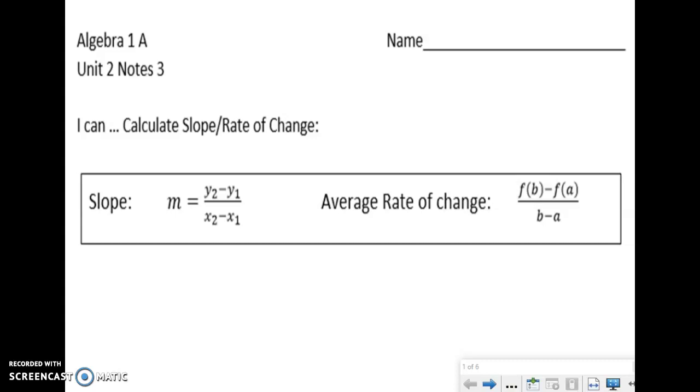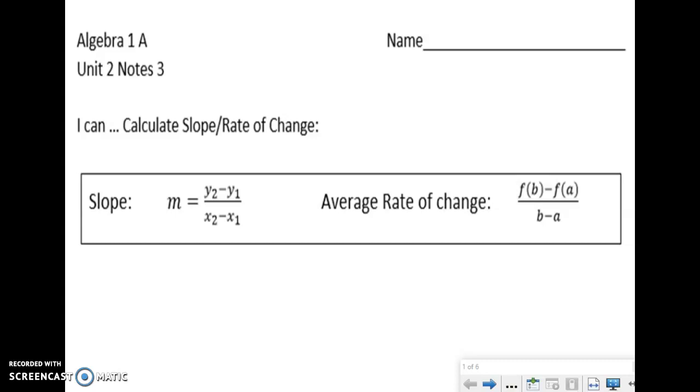Now, let's just start with the formulas, the ones that you'll get on the reference table of the regions. So the first one is the slope, the y2 minus the y1 over x2 minus x1. So that's the simple, straightforward one. The average rate of change is the same formula, it's just in terms of function notation. So the second output minus the first output over the second input minus the first input. Okay, so just another way to say the same thing.